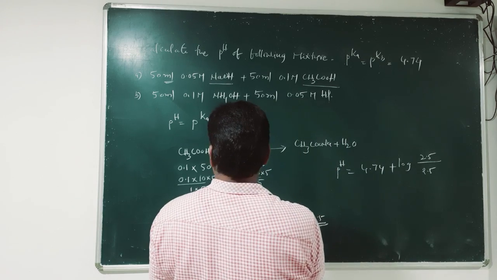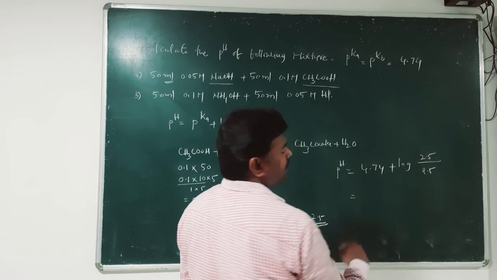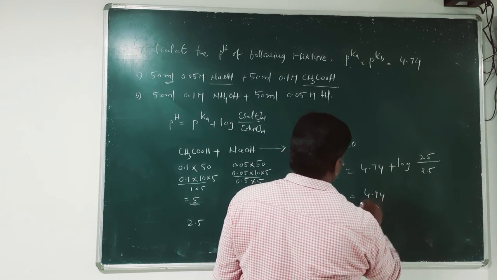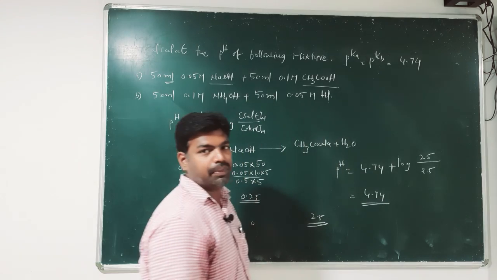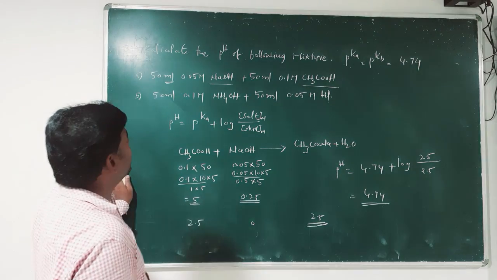Okay, acid concentration is 2.5. So it comes to 2.5 by 2.5, that is 1, and log 1 is 0, and the pH is 4.74. The pH is 4.74. Now let us calculate another problem.